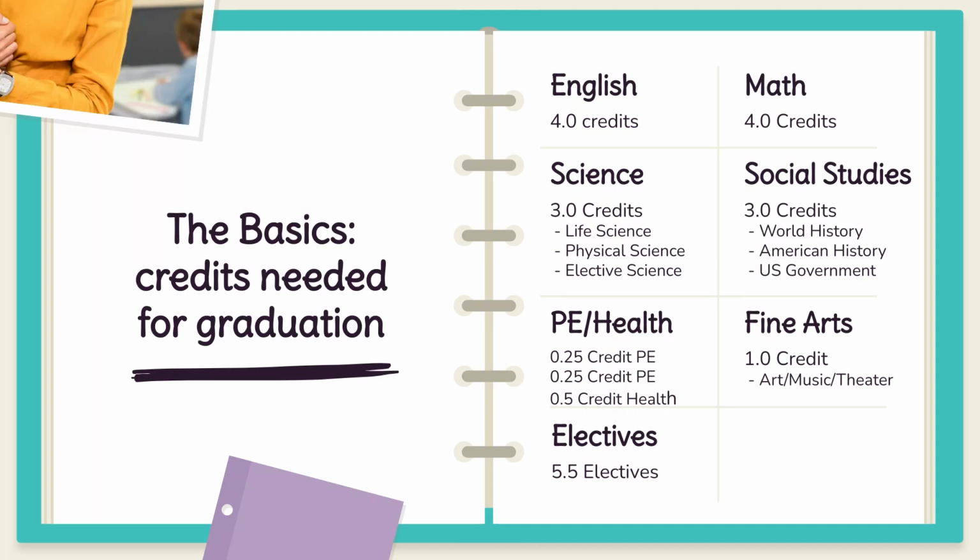The basics. Understand that you're going to need 4 years of English and math to graduate. Most students will take 4 years of science and social studies also, even though technically only 3 is required for graduation. You also have the PE requirement, 2 PE classes, and health. Health is something you would take in 10th grade. I know you've heard about the PE waiver. We will address that in this presentation.